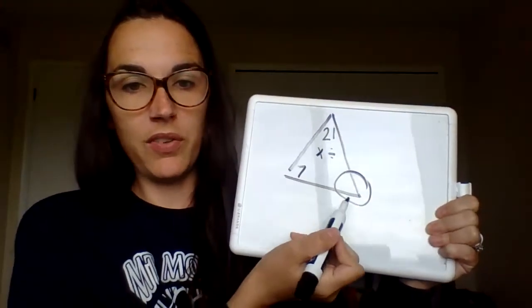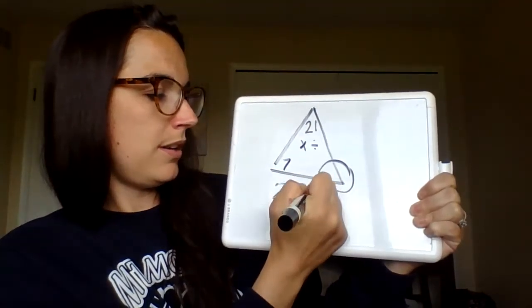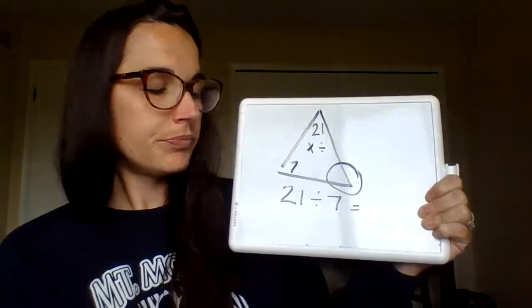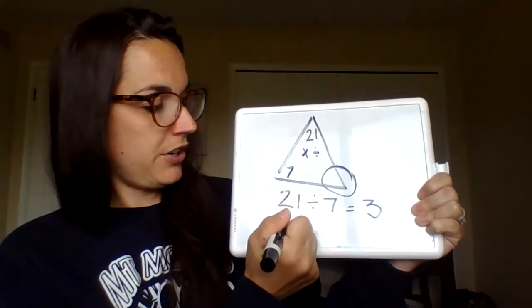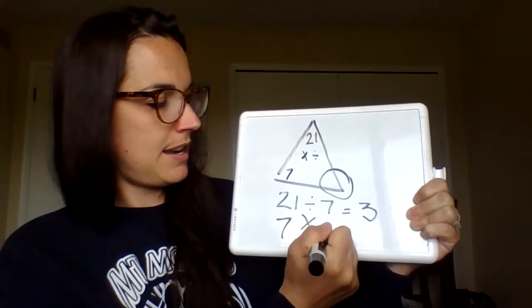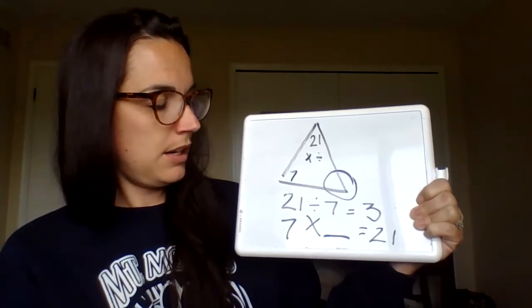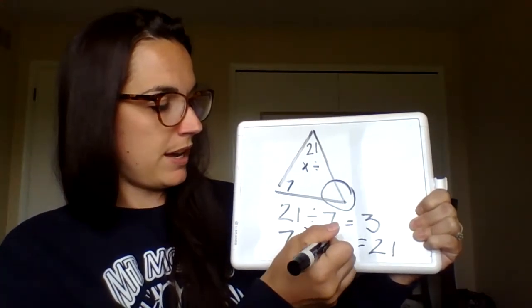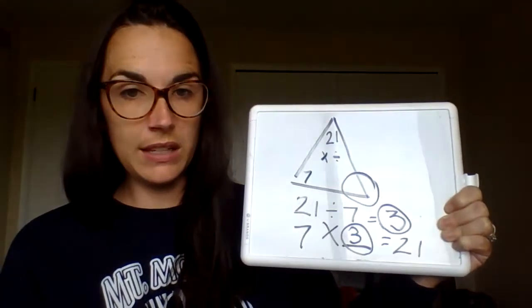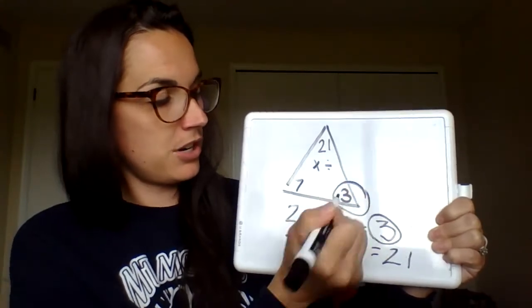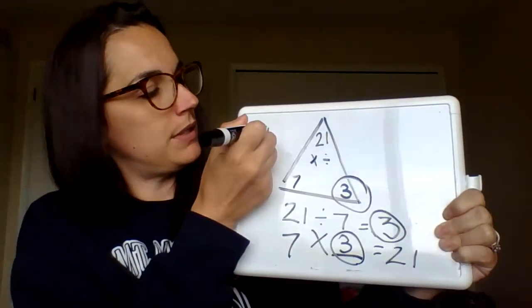So here's how I could find this number. I could do 21 divided by 7. That would give me 3. Another way I could figure it out is to say 7 times what equals 21. And if I'm counting by 7s, I would have to do that 3 times. So in both of these, your missing factor is 3. Okay? That example is D.